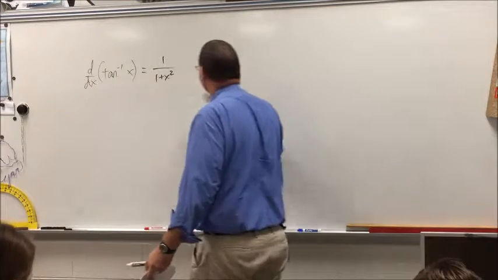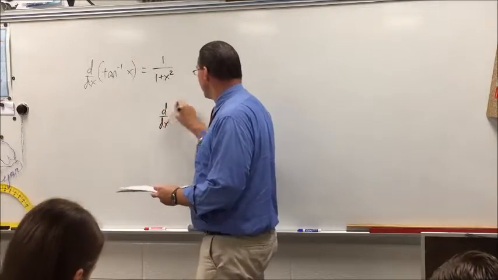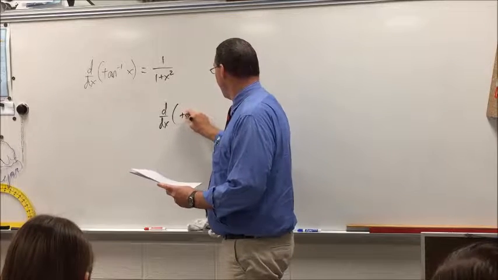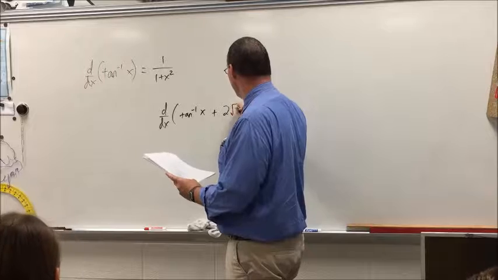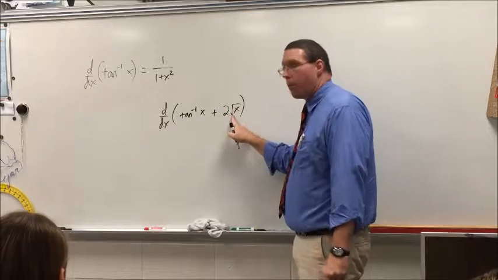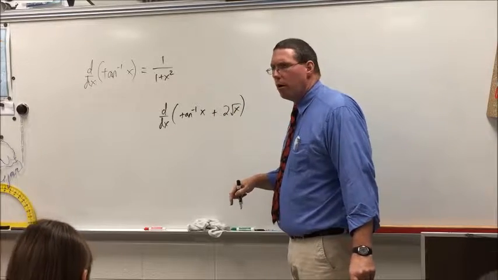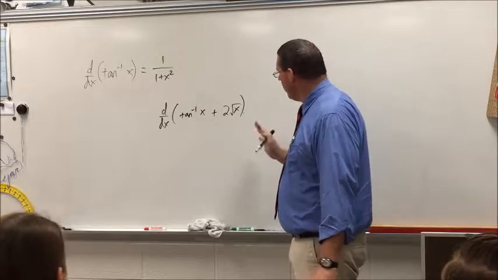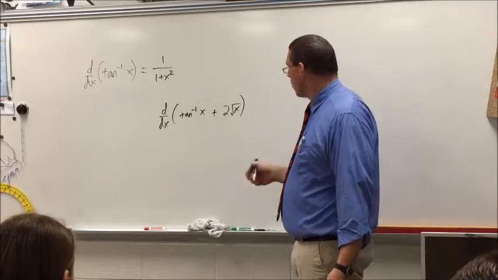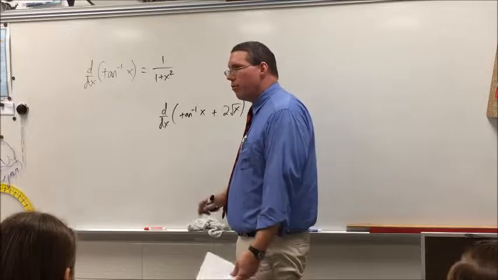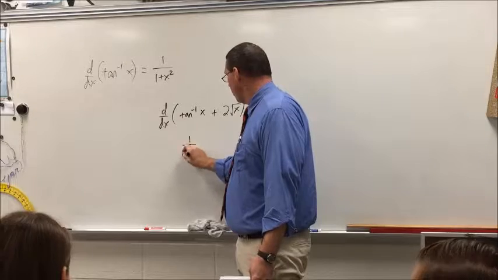All right, so if we know that, then this question is asking us what is the derivative of tan inverse of x plus 2 square root of x. That now makes this the hardest part of the derivative. Do we need the product rule here? No. Do we need the quotient rule or the chain rule? No, it's really just the power rule for this and then whatever the rule is for tan inverse. It is easy. So the derivative of this is 1 over 1 plus x squared.